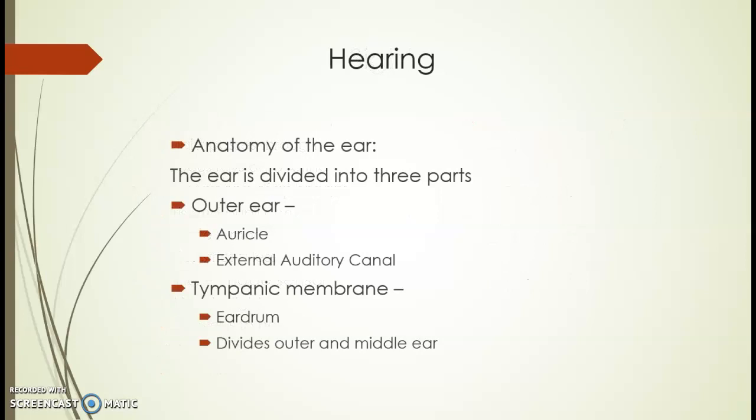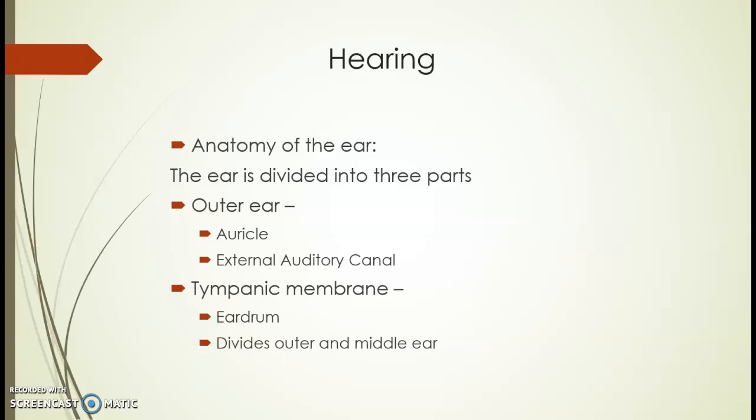Hearing is the second sense that is used in the case study. Anatomy of the ear. The ear is divided into 3 parts: the outer ear, the middle ear, and the inner ear. The outer ear has the auricle, which is the visible part outside, and the external auditory canal, which connects the outer ear to the middle ear.